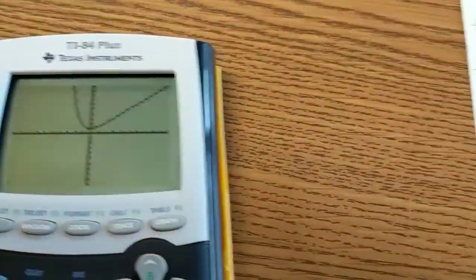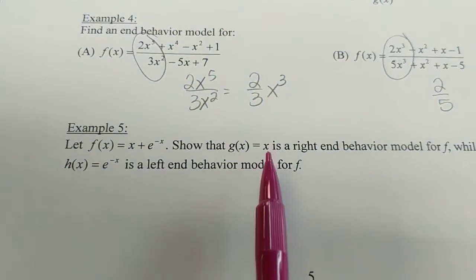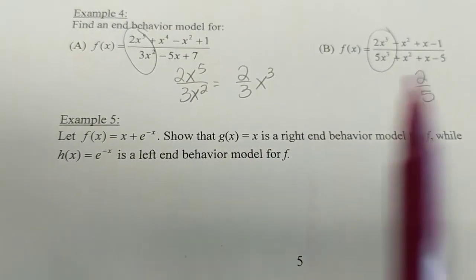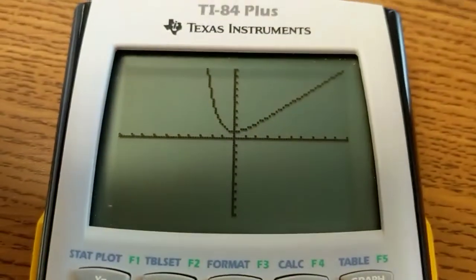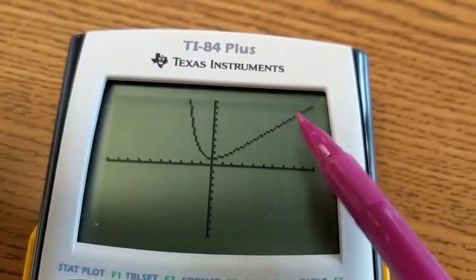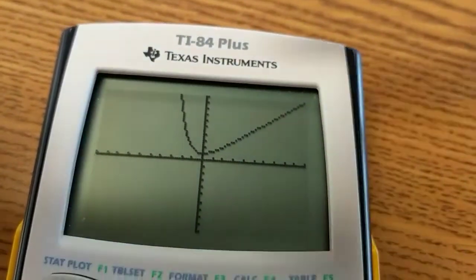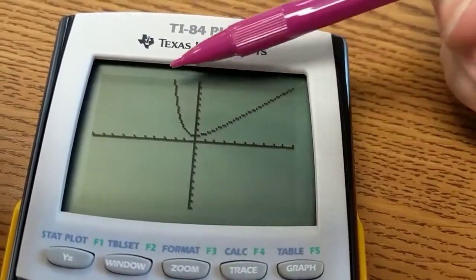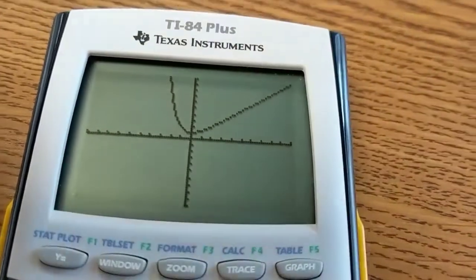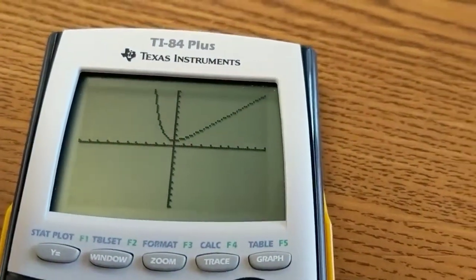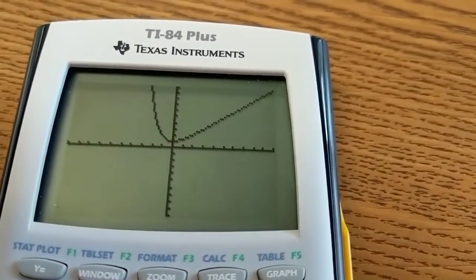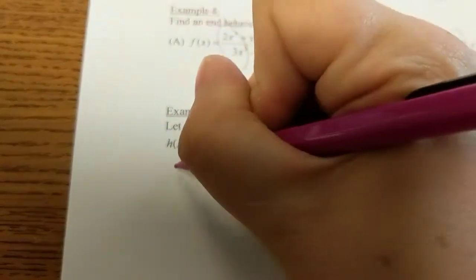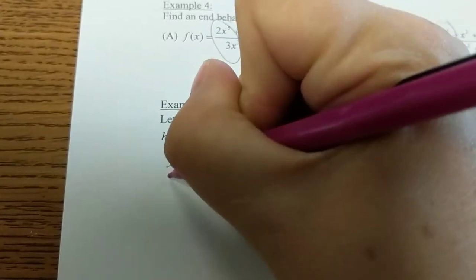So they're saying we're going to prove that x is the right end behavior model and e to the negative x is the left end behavior model. And so when I look at my picture, I can see that. This kind of looks like y equals x over here, and this kind of looks like a backwards e to the x. It's an exponential type of function, so e to the negative x. So the picture kind of verifies that, but it says we have to show. So showing means we have to do the limit work.